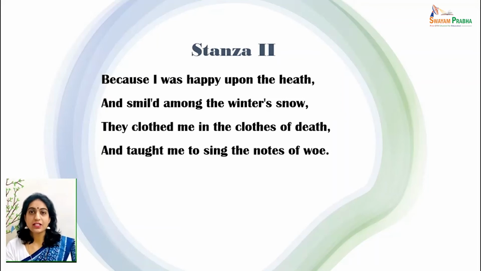Here we see a stark difference between the two times. His present also has snow in which he feels quite unhappy. And in his past, when he saw snow, he would feel happy and he would smile in that. So here he says because he did all that, it is the parents, they clothed me in the clothes of death.